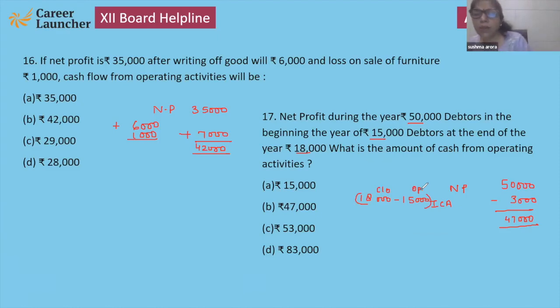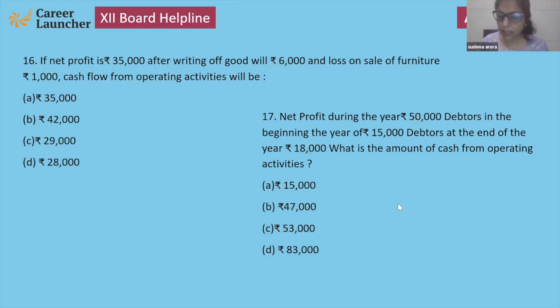Note down, children. I'm sure now you are getting the easy way. So here we are discussing the answers. The first question is 42,000 because we have to add the adjustments. And here the answer is 47,000 because increase in current asset is to be deducted. Very good. Now next.